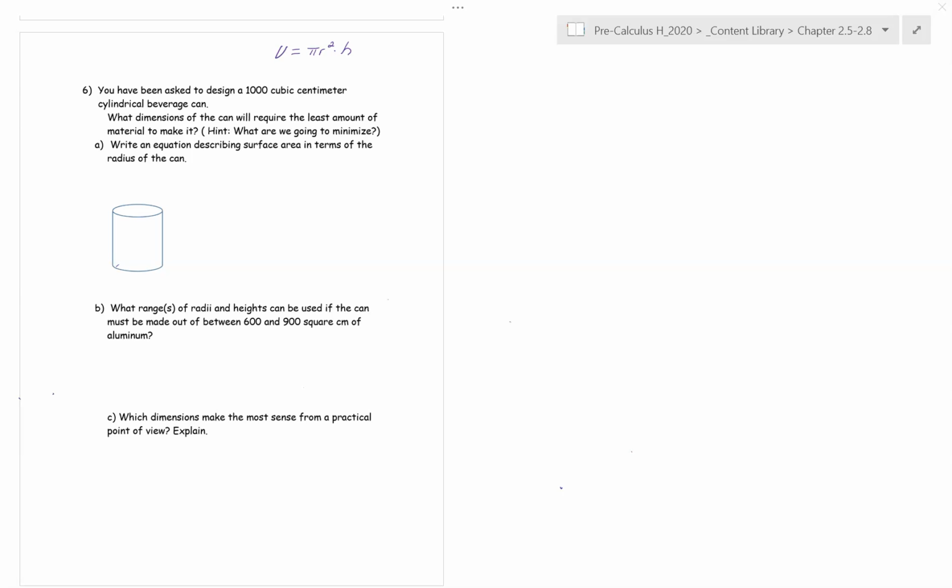Hi Pre-Cal Honors. This is 2.5 to 2.8 extensions. This is the last problem. We are going to design a soda can.